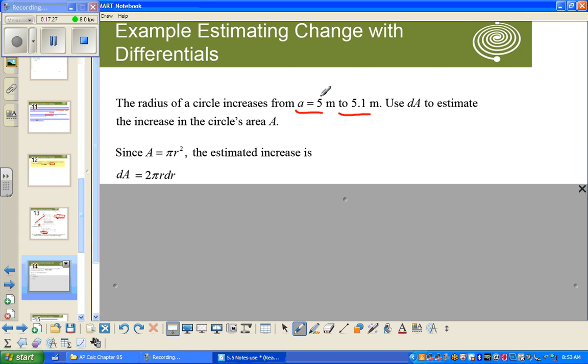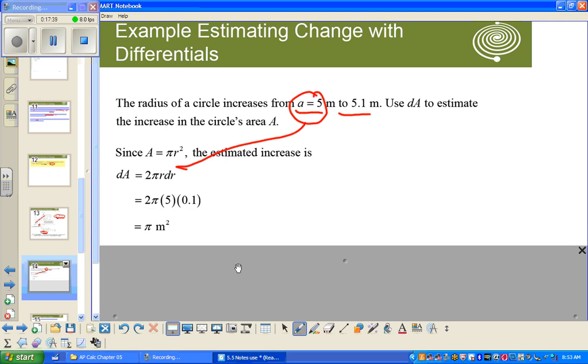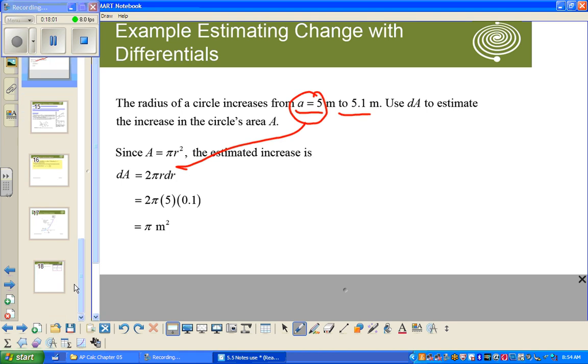Now we know what r is. It's 5, so I'll plug that in. The difference here is dr, so dr is 0.1. Plug those in and we get our answer. What that means is that when we increase the radius from 5 to 5.1 meters, our overall area increases by pi meters squared. So that's good stuff, and a good application we can use there.